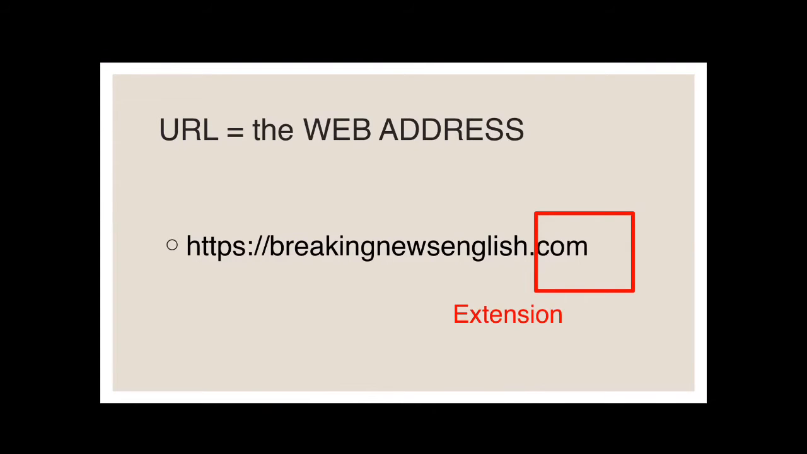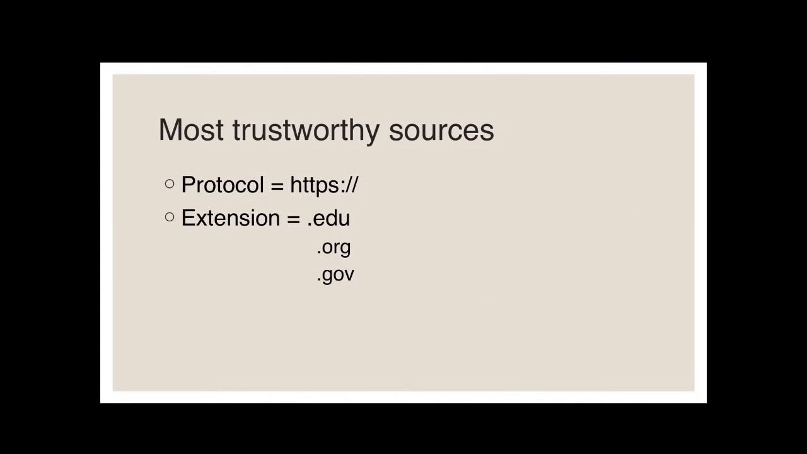Finally, we have the extension at the end. We have different extension names for different types of websites. So this one is a .com, which means commercial, so it's related to business. You may know that a lot of websites end with country codes. So you've got the country code extensions, .iq for Iraq, for example, .co.uk for the UK, .de for Germany.